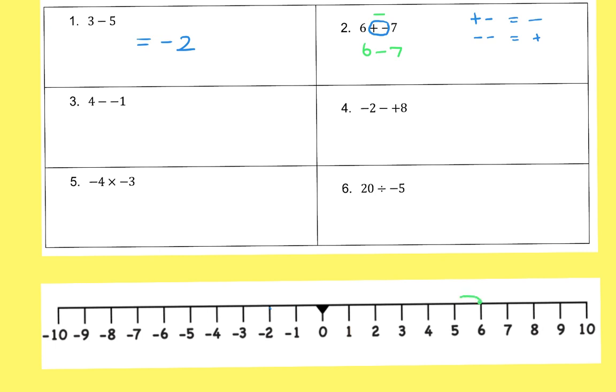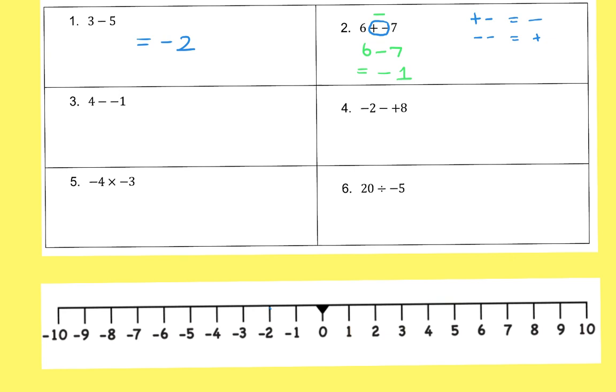Coming back to our number line, starting at 6 and going 7 spaces, we end up with -1. Whoops. Erase that. -1. Excellent.